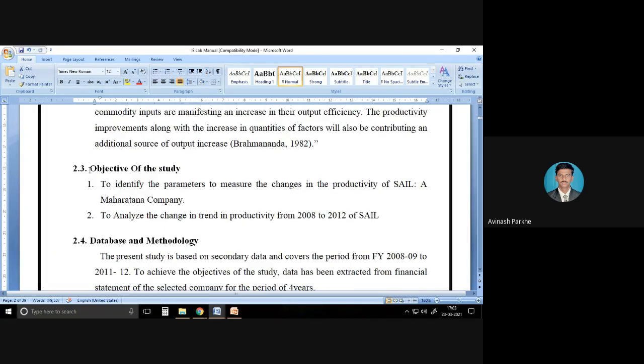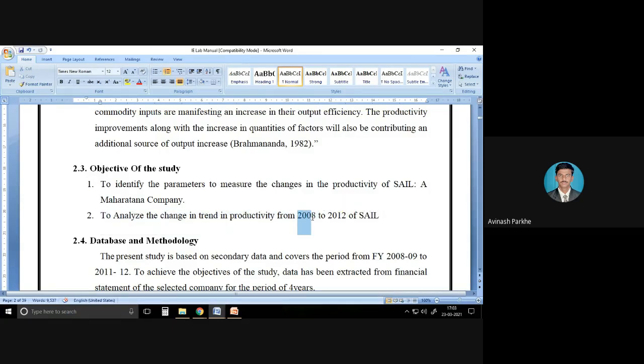Now here, the objective of this particular study, the two objectives are to identify the parameters to measure the change in productivity of the Steel Authority of India company. So there is one company, and it is one organization, and we have to check the productivity of that particular organization. And the second objective is to analyze the change in trends in the productivity from 2008 to 2012.